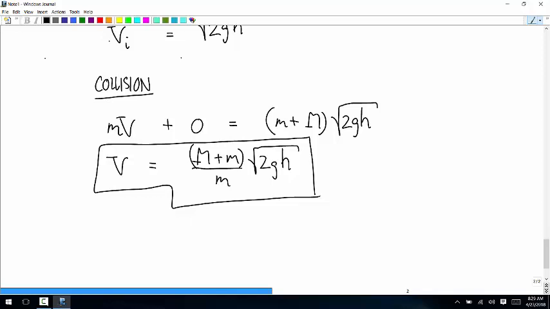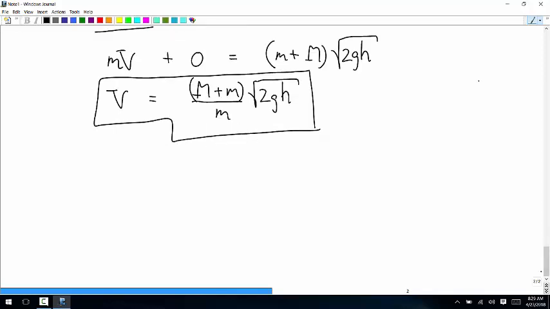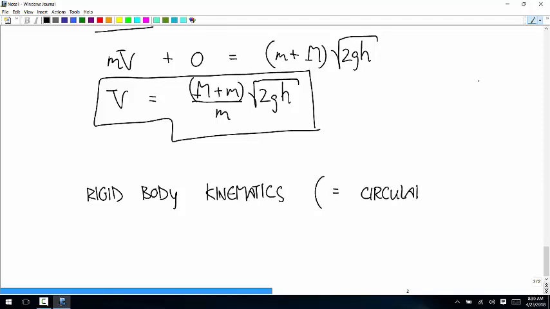Okay, so number 4. It's called rigid body kinematics, right? Rigid body kinematics is really just circular motion. That's what it doesn't tell you. That's what the deep state doesn't want you to know. It equals circular motion.